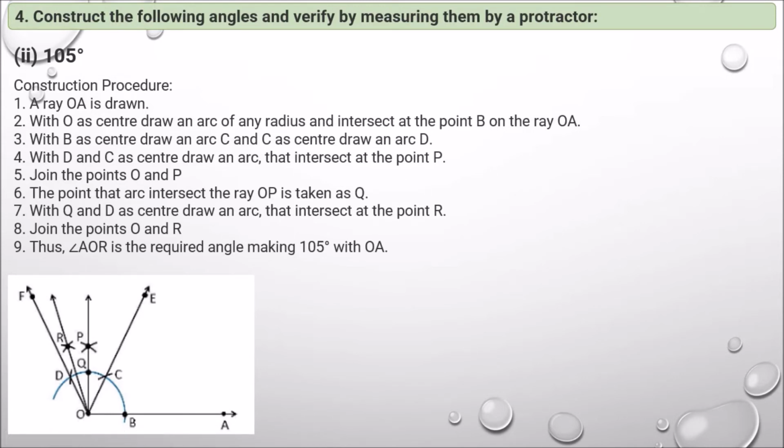Now join points OP. Now the point where the arc intersects the ray OP is taken as Q. Now with Q and D as the center, draw arcs that intersect at the point R. Join OR. Angle AOR is the required angle making 105 degree with OA.